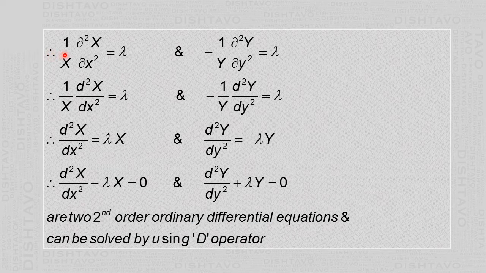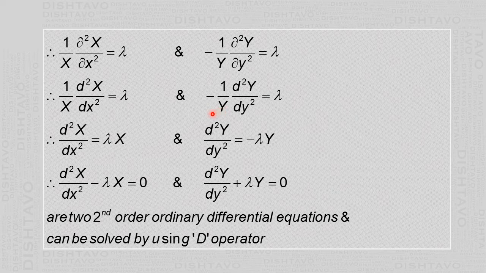In this slide, from the first step to the second step, we have replaced partial derivative by ordinary derivative. That means we have replaced ∂ by d. The reason for this is, each of these equations depends only on one independent variable. For example, in the first equation, it depends only on x, whereas in the second equation, it depends only on y. So that's why, partial derivative or ordinary derivative, it makes no difference.